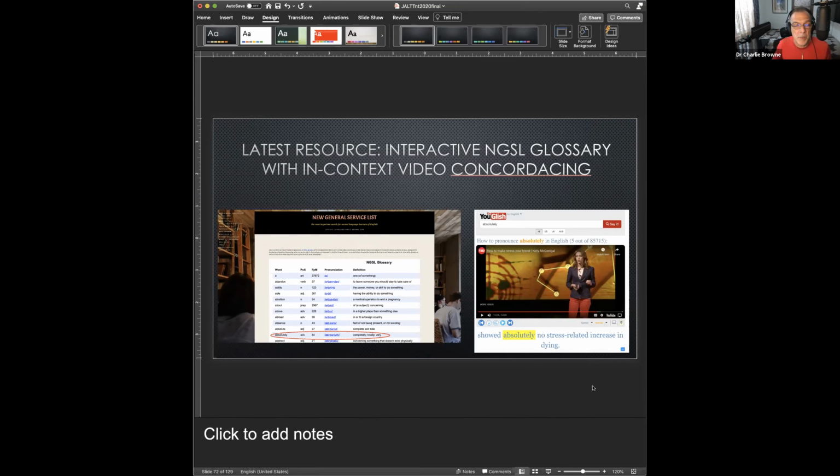So let me stop the share screen. And what I'm going to do is go to a different share screen. I want to go to a live website here. Let's see, new general service list.